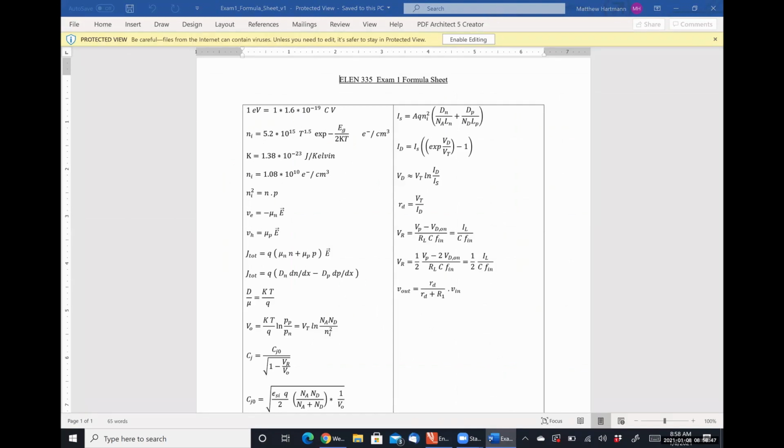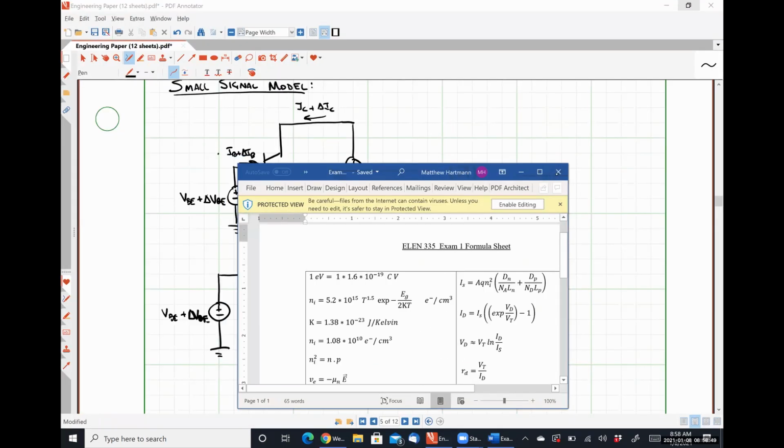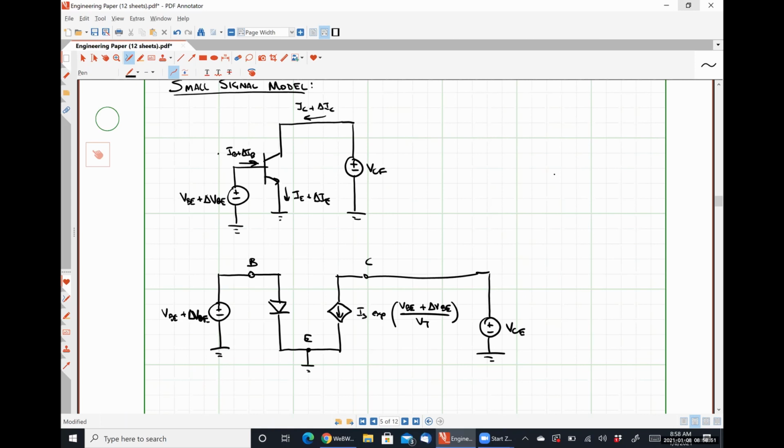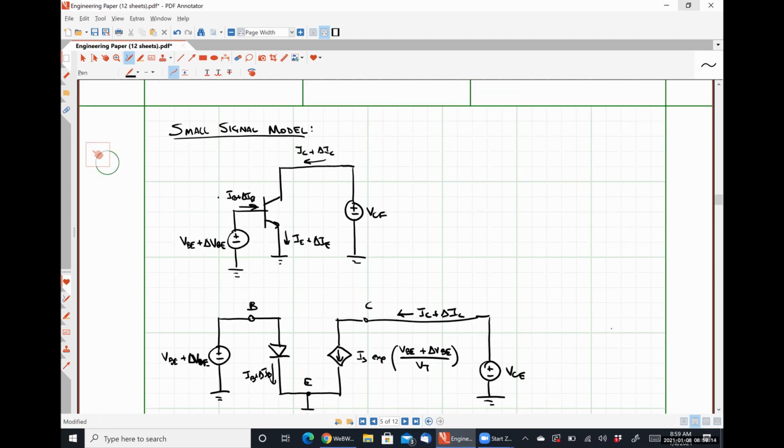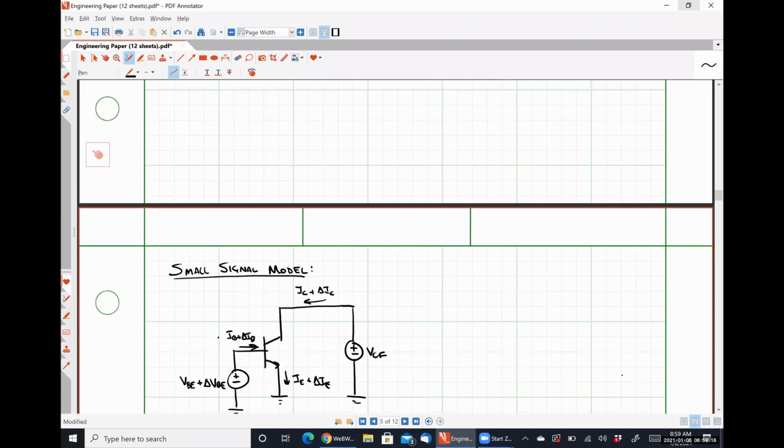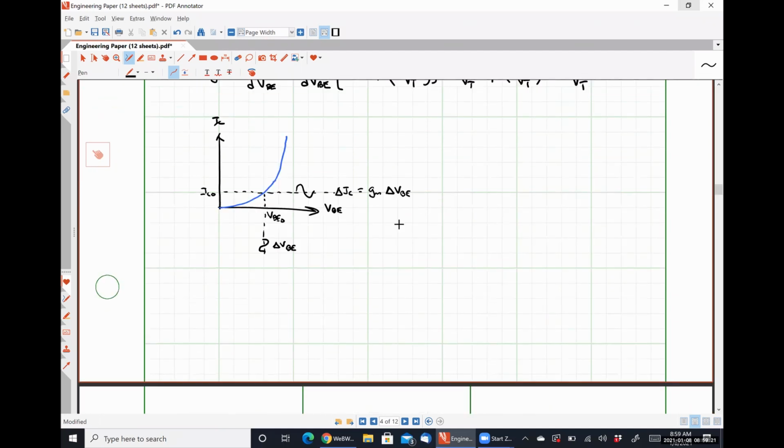Where? No, goodness, no. This guy is IB plus delta IB. This guy is IC plus delta IC. Well, we're lucky enough, we already know what a small change in IC causes, right? Or actually, we know what the effect of a small change in VBE causes, a small change in the collector current, because we've already developed that relationship, right?